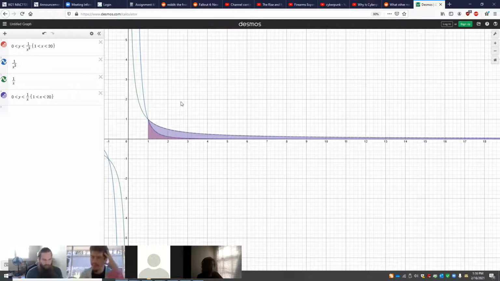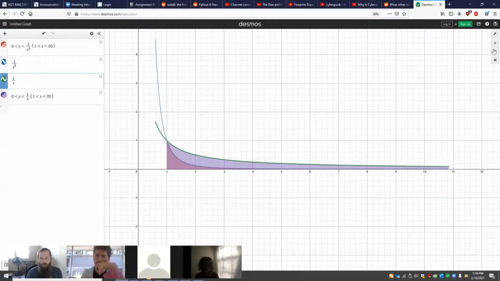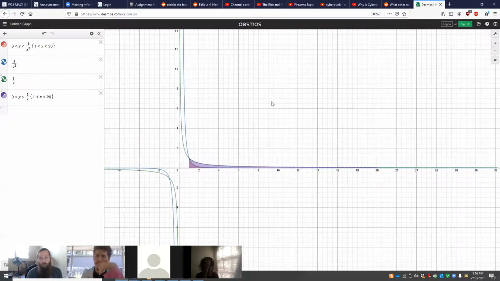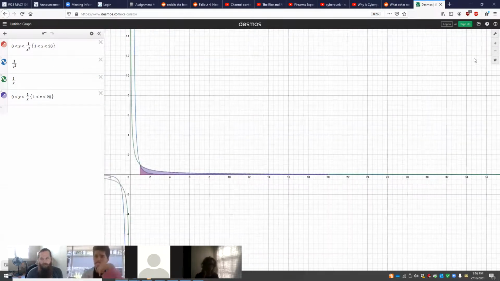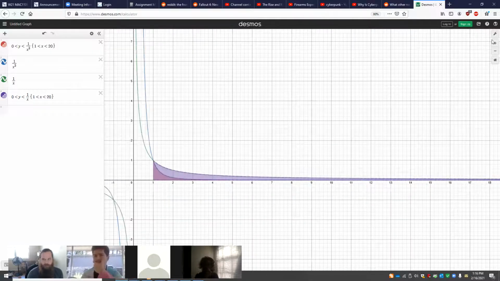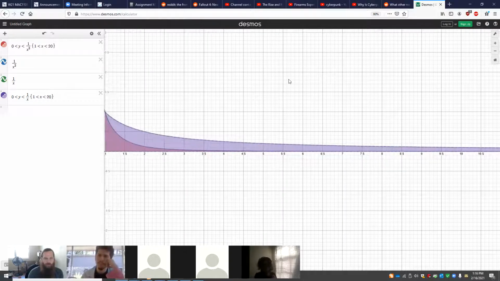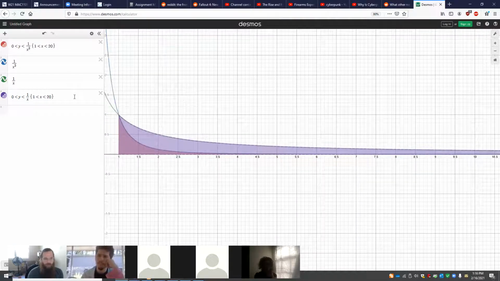It doesn't seem like it's decreasing too much. Definitely both of these functions decrease, and both of them decrease to 0. But does the green function decrease fast enough so that all that area is finite? No. Yeah, and Cody's correct. The answer here is no. Let's see why.